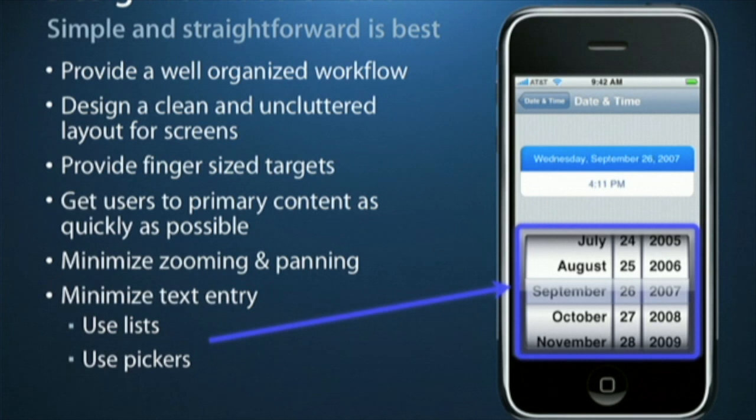Sometimes, for picking a single item from a list, it's easier to cascade users to a second screen containing an edge-to-edge list from which they can quickly scroll and pick. Check out how setting an alarm works in the clock application.